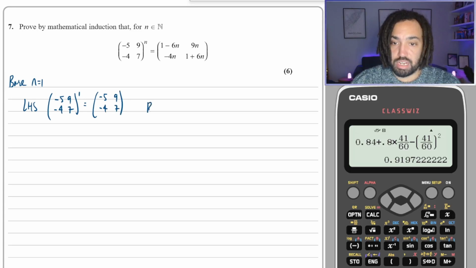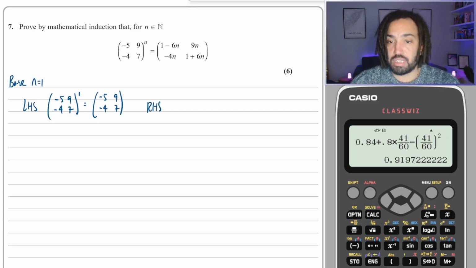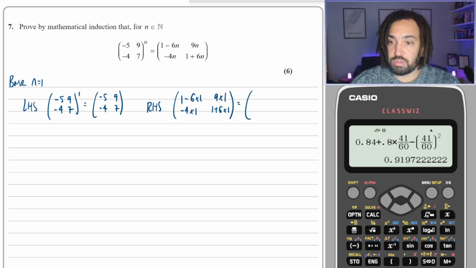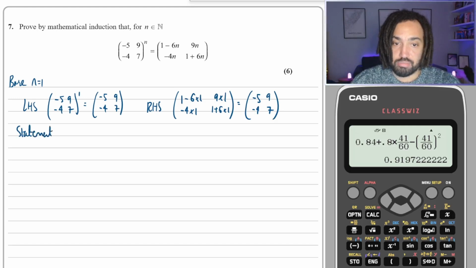Okay, we then look at the right hand side, and this is going to be [1 minus 6 times 1, 9 times 1; minus 4 times 1, and 1 plus 6 times 1], which is equal to [-5, 9; -4, 7]. And we can say that the statement is true for n equals 1.